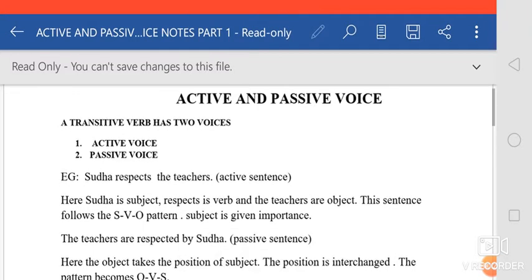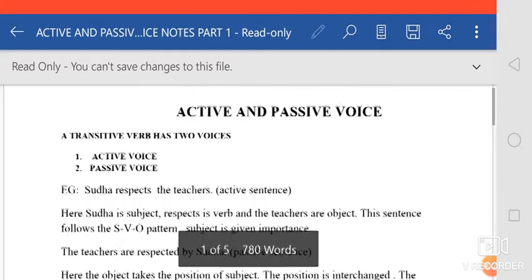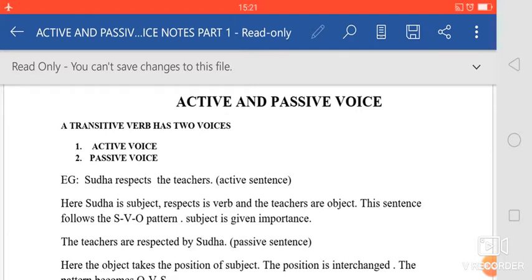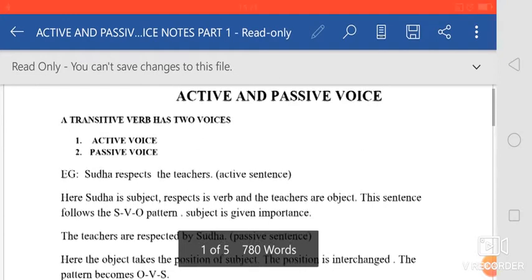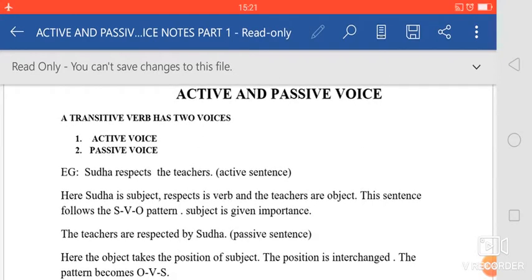Transitive verb is the verb that carries an object with it. I'll give you an example. Ram plays football. Ram is the subject, plays is the verb, and football is the object. So, after plays, there is an object. That means that the verb plays carries an object. Okay, so transitive verb will always have an object in that.